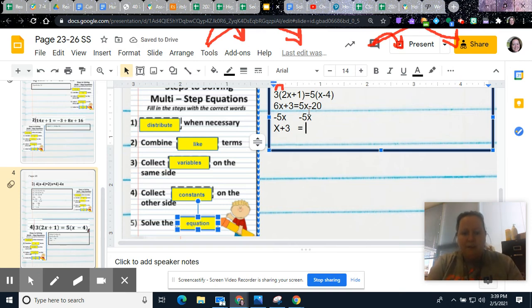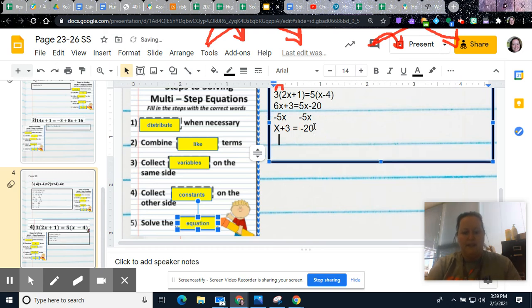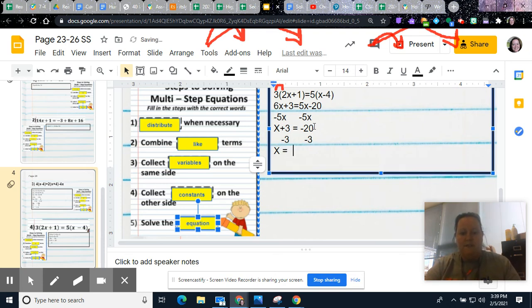Equals -20. And then I have my variable on the left, so I'm going to put my constant, my number that's by itself, here. I'm going to put it on the right. So it's a positive 3, so I need to subtract 3 from both sides. And then I get x equals negative 23.